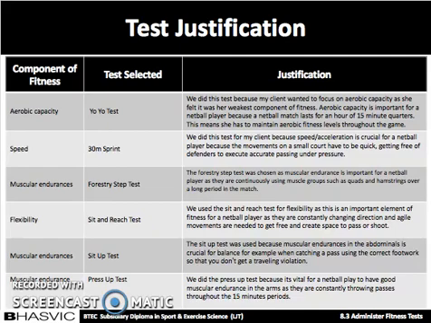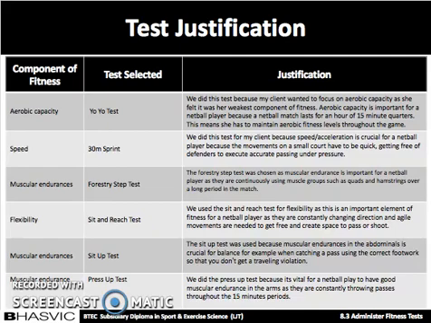Component of fitness, flexibility. Test selected, sit and reach test. We use the sit and reach test for flexibility as this is an important element of fitness for a netball player, as they are constantly changing direction and agile movements are needed to get free and create space to pass or shoot.